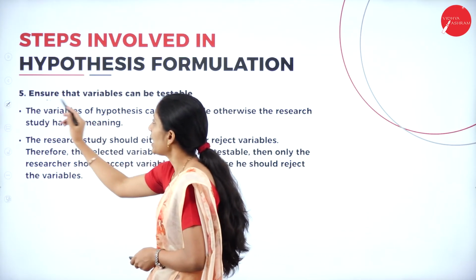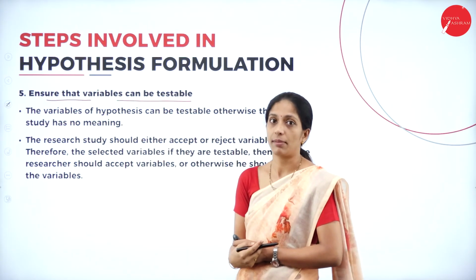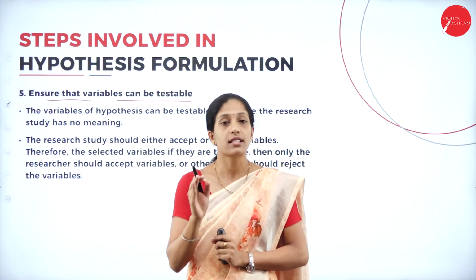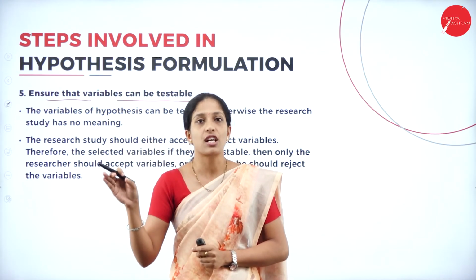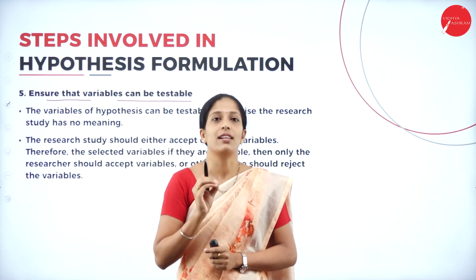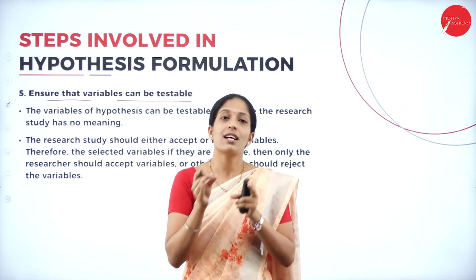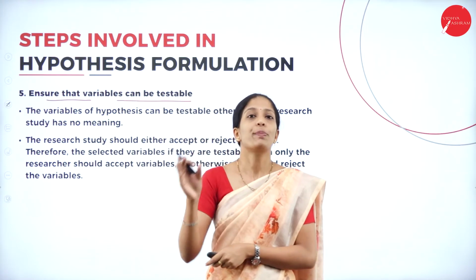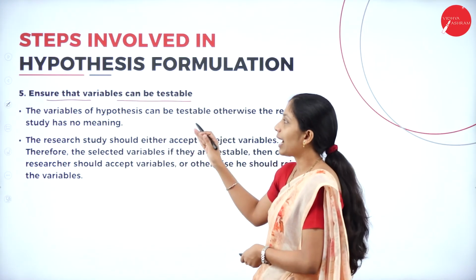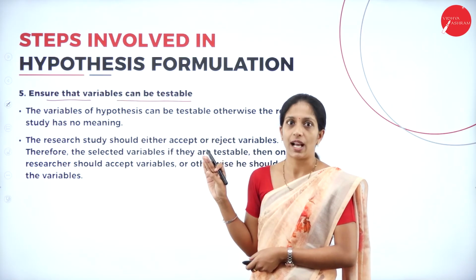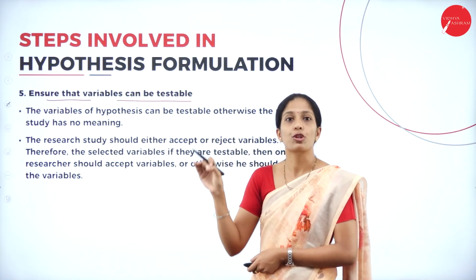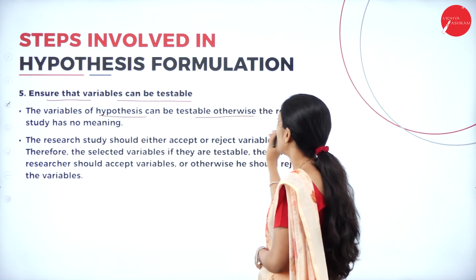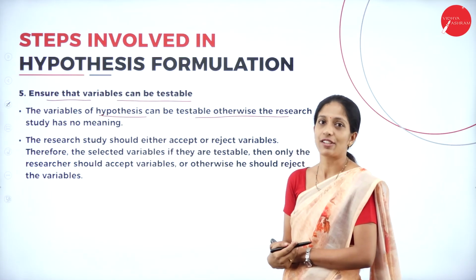Now coming to the fifth one, ensure that variables can be testable. As I have already told you, the researcher has to create the hypothesis in such a way that at the end of the research work, it should be able to be tested with the ultimate result the researcher has got. So there should be a comparison. The variables of the hypothesis must be testable, otherwise the research study has no meaning.